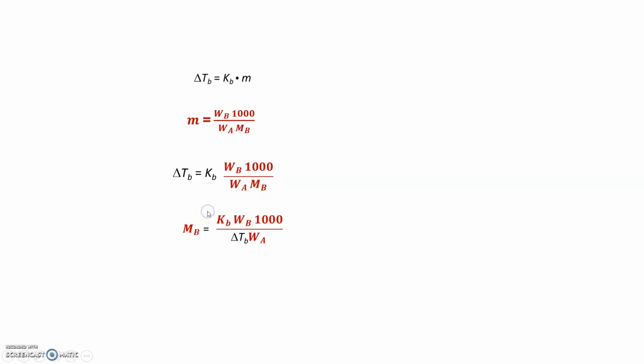Now we have this expression, and we shall try to relate it to the number of moles of solute. Molality is equal to WB into 1000 by WA MB, and delta TB is equal to KB into m; substituting for m, WB 1000 by WA MB. When you solve for the molecular weight of solute, MB is equal to KB into WB into 1000 by delta TB WA, where KB is the ebullioscopic constant or molal elevation constant.